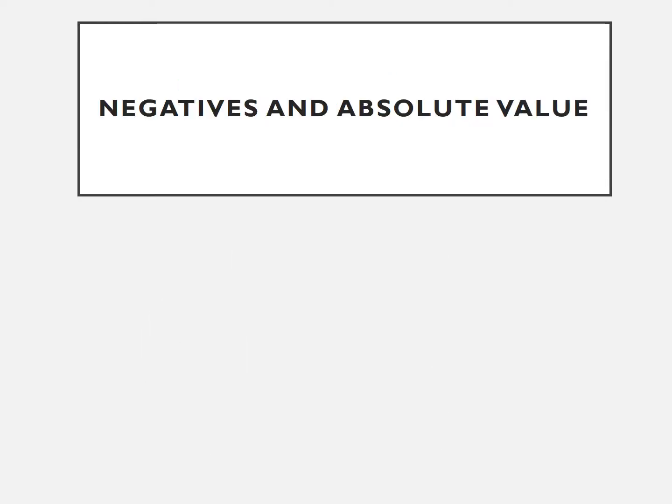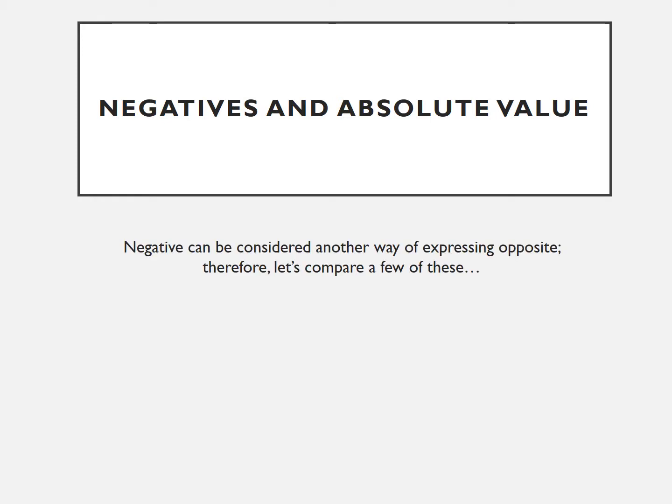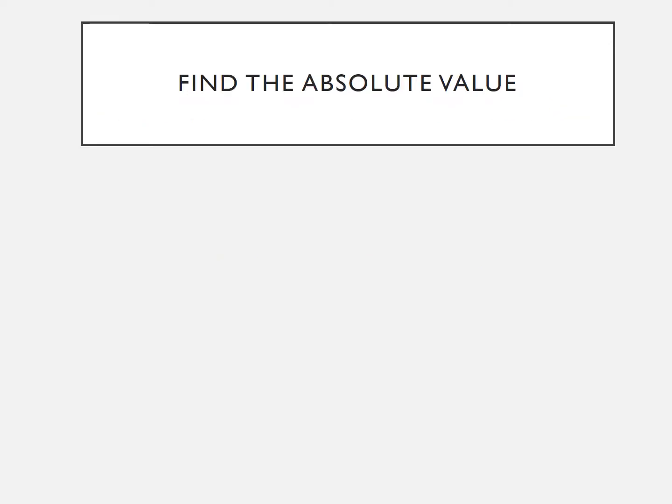Let's take a look at negatives in absolute value. Negatives can be considered a different way of expressing opposite. So you'll hear me say opposite quite often. So think carefully when I'm using the term opposite. Let's compare these. If we're asked to find the absolute value of 5, well then we're thinking once again about the distance that we traveled from 0. We traveled 5 steps from 0.